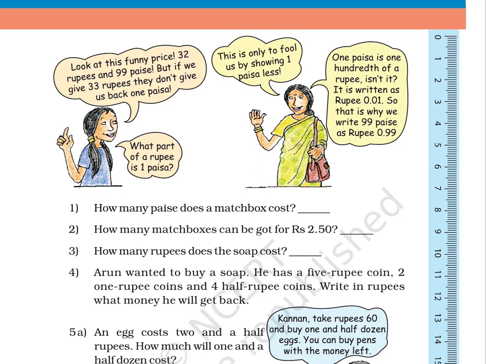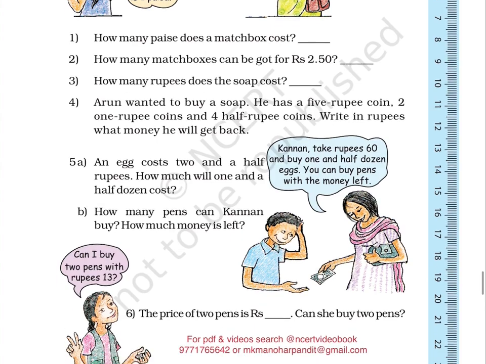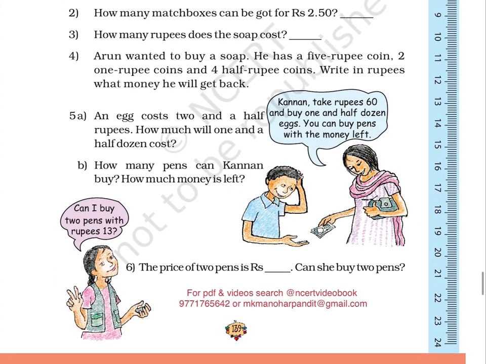2. How many matchboxes can be got for rupees 2.50? Dash. 3. How many rupees does the soap cost? Dash. 4. Arun wanted to buy a soap. He has a 5-rupee coin, 2 1-rupee coins, and 4 half-rupee coins. Write in rupees what money he will get back.